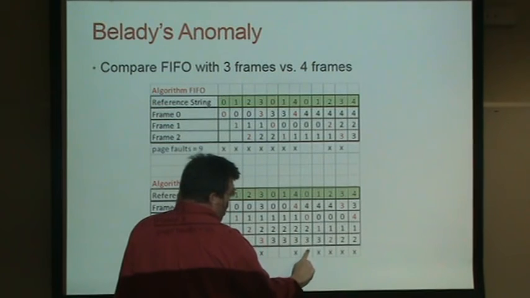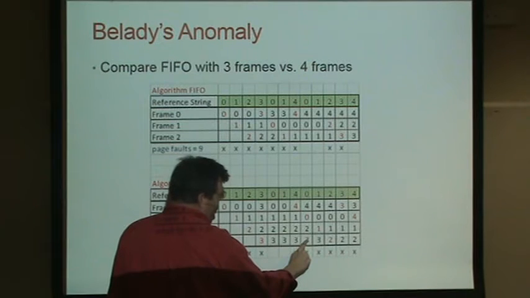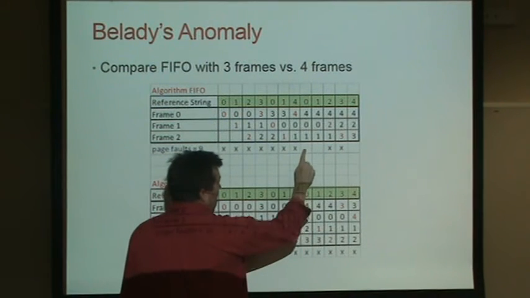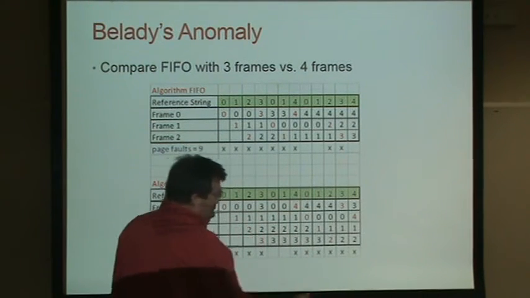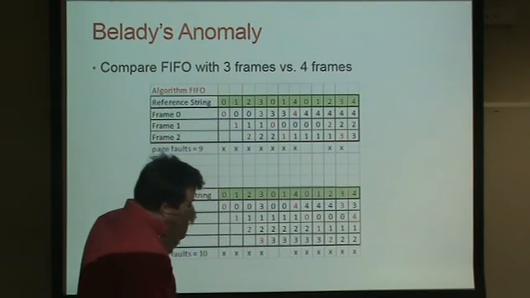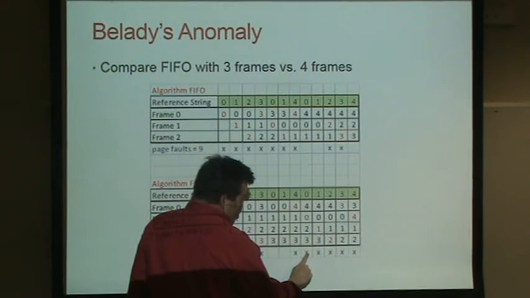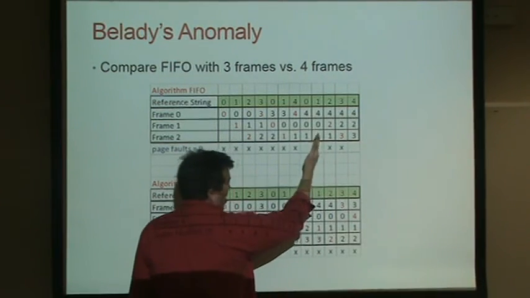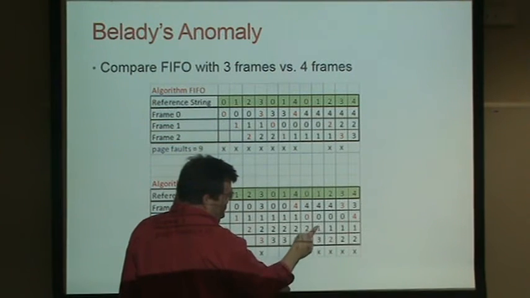So with 4 page frames, we actually had a fault here. We had to make room. Page 0 was not in memory, but in this case it was. So having the extra page frame actually caused us, for this particular string, an extra page fault. So we bring in 0, and now we ask for page 1, and 1 was also hanging around from the past when we only had 3 frames, but now it's missing. So we had to bring in 1.